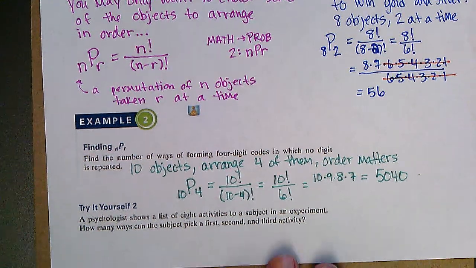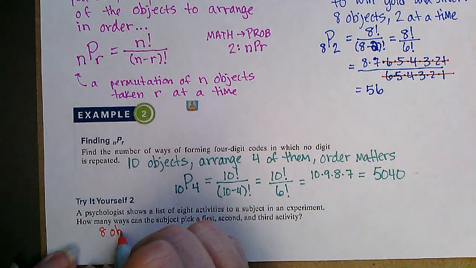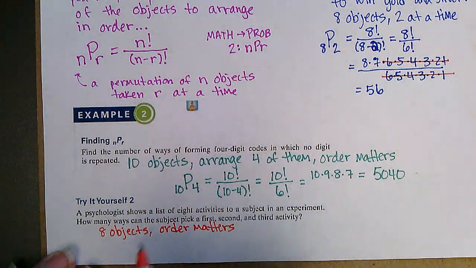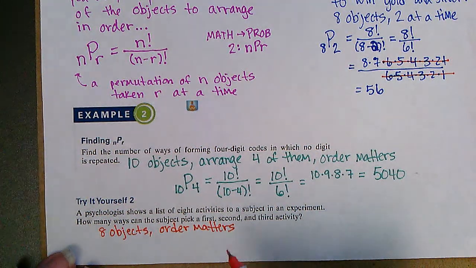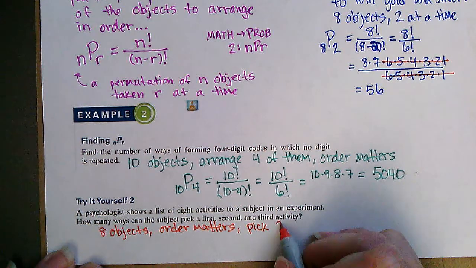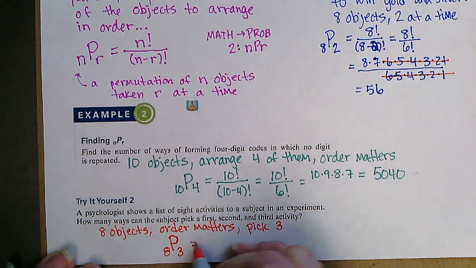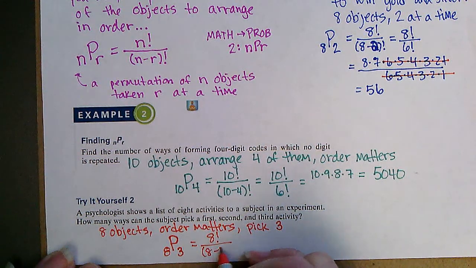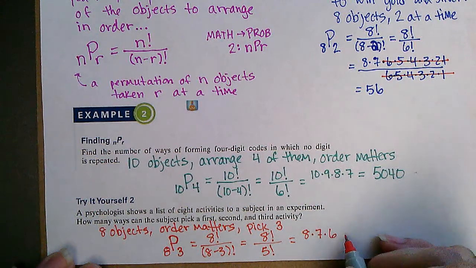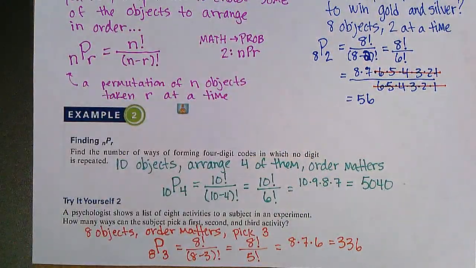A psychologist shows a list of 8 activities to a subject in an experiment. How many ways can the subject pick a first, second, and third activity? So we have 8 distinct objects. Order matters because we're going to pick a first, second, and third activity. So if I do a puzzle and then a drawing and then listen to music, that's different than listening to music and then doing a puzzle and then drawing. So order matters. And we're going to pick 3 to arrange. So that's going to be a permutation. I have 8 objects and I am picking 3. So that's going to be 8 factorial divided by 8 minus 3 factorial, or 8 factorial over 5 factorial, which would be 8 times 7 times 6. So 336 different ways to choose those 3 activities.